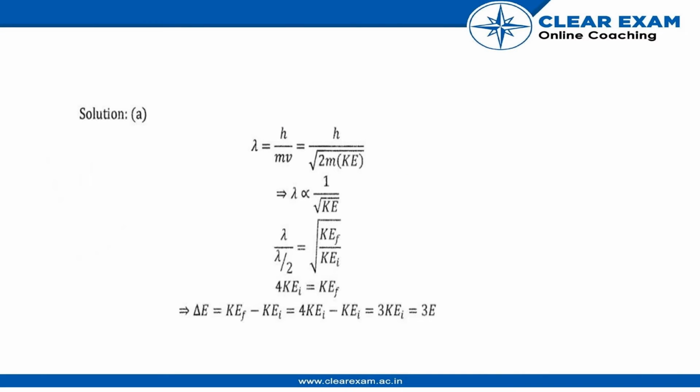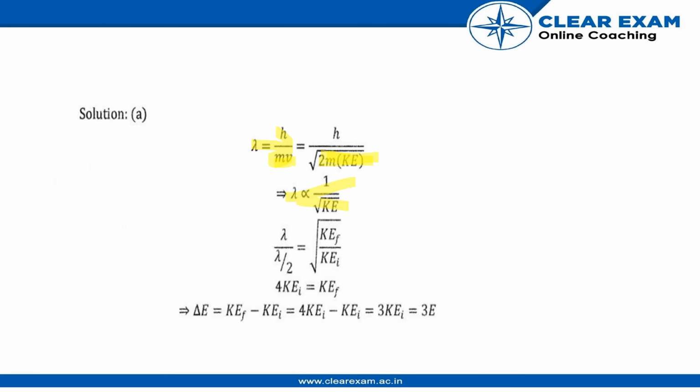So as you all know, lambda is equal to h by mv, that means h by p, where h is Planck's constant and p is momentum. We can replace this mv by under root 2m KE. So if you see this, lambda is inversely proportional to under root of kinetic energy.